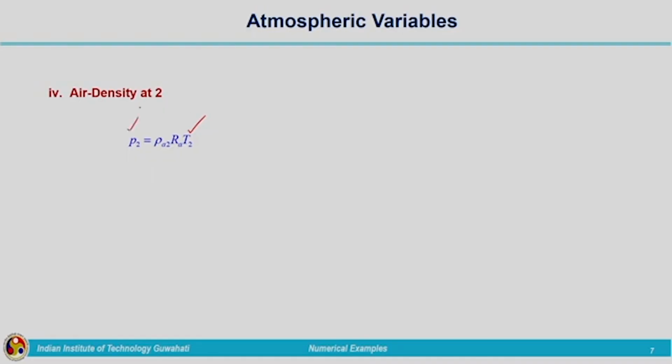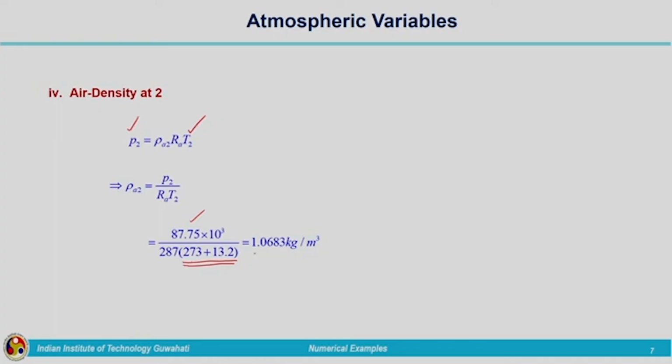So, we can calculate rho A2. Rho A2 is equal to P2 divided by RA T2. We are substituting the corresponding values. Here this is based on the ideal gas law, so the temperature should be in Kelvin. That is why we are converting the temperature from degree Celsius to Kelvin.